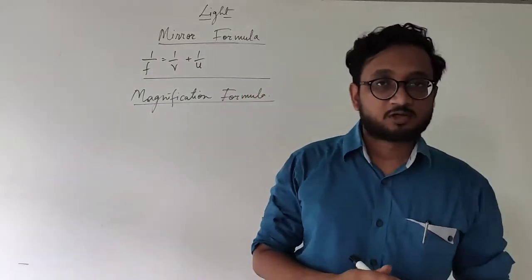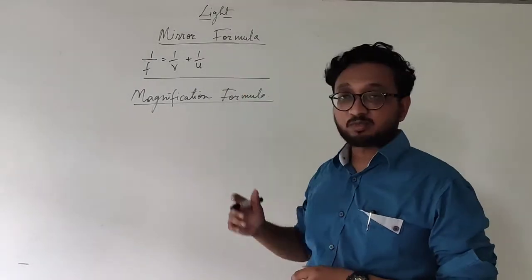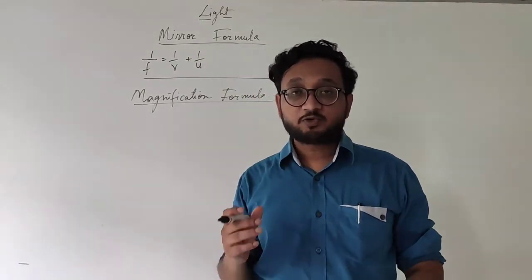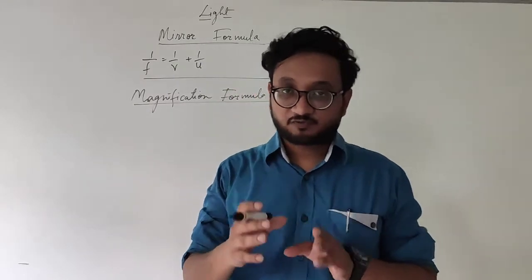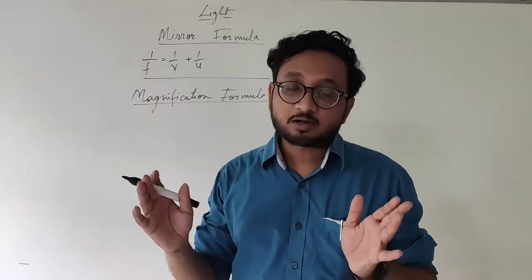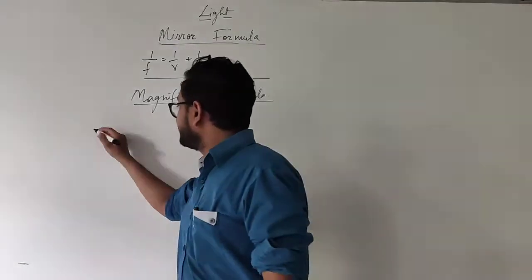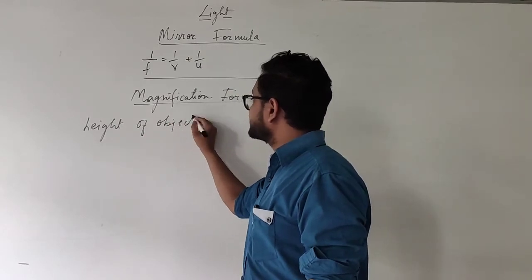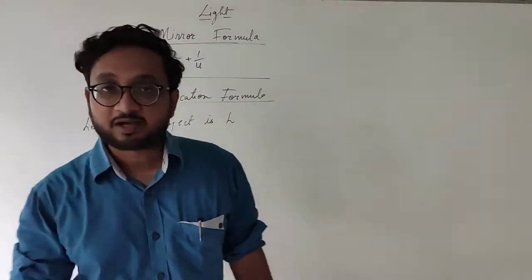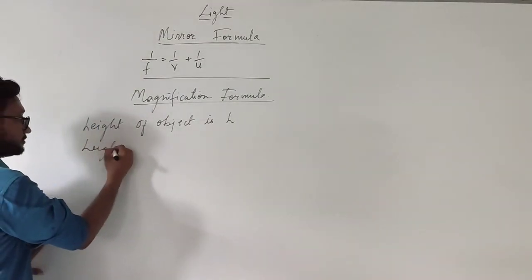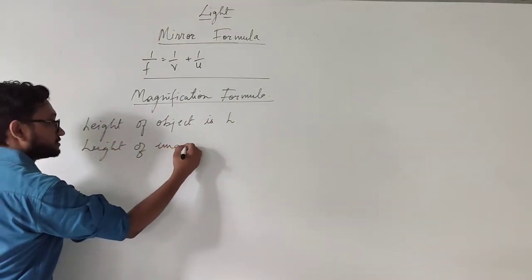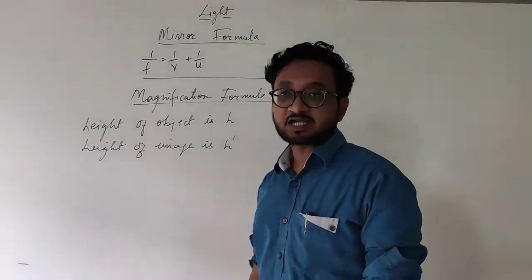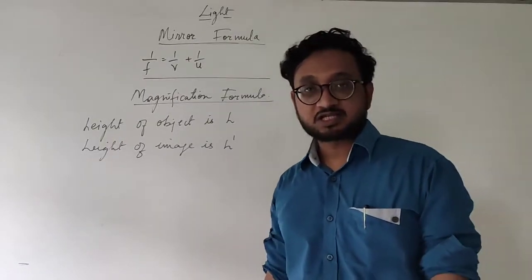Okay students, similarly to how we studied the mirror formula, there is another formula which is known as the magnification formula. With this formula, you will be able to find whether the image formed by the mirror is enlarged or diminished. For this, the height of the object is given as h, and the height of the image is h dash. Simple. Whatever we studied in sign convention, the same variables are used over here.